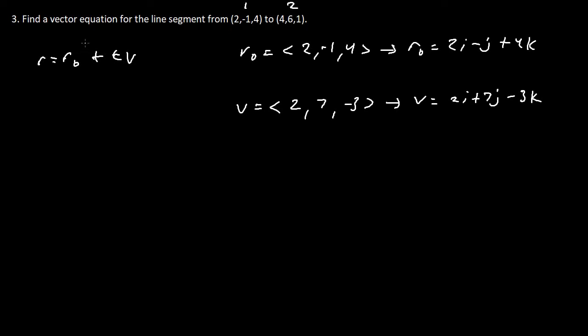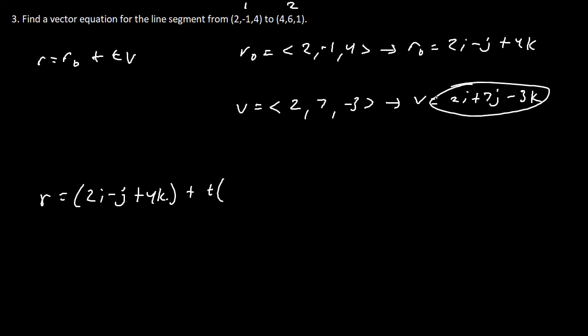So let's go ahead and plug it into the vector equation formula. So once again, r is going to equal r sub naught. So that is going to equal 2i minus j plus 4k, and then plus the variable t times vector v in unit vector form, which is 2i plus 7j minus 3k. And so that's the final answer.